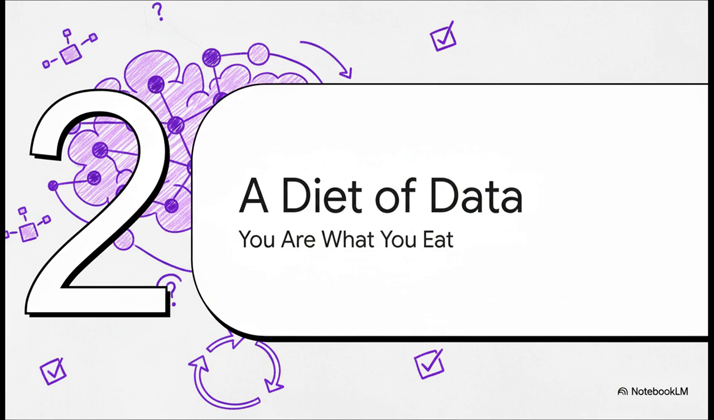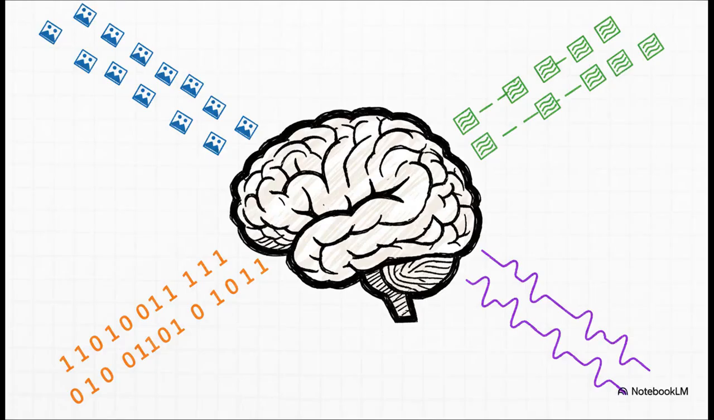Okay, so we have our digital brain, but an empty brain is pretty useless, right? It needs knowledge. And for an AI, that knowledge comes in one form, data. You can think of it as the curriculum, all the textbooks, the lectures, the homework that our digital student is about to dive into. And let me tell you, this brain is not a picky eater.